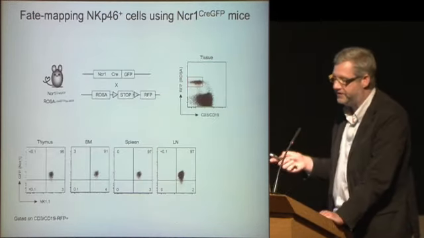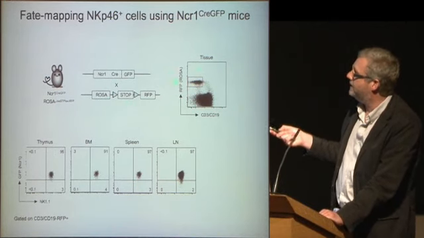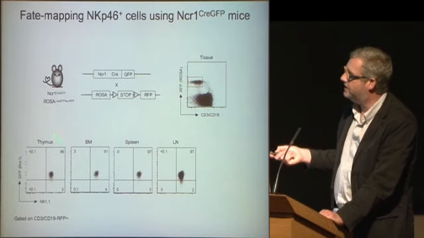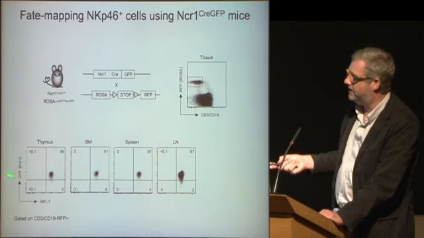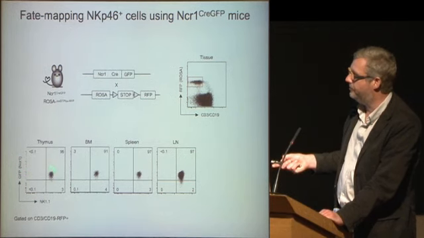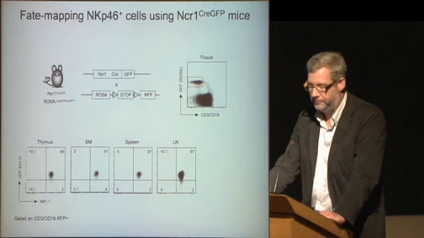And when we do this experiment, by crossing again to this ROSA RFP and looking at the RFP positive cells in different tissues, we find that in most of the lymphoid tissues, including the thymus, the bone marrow, spleen, and lymph node, the NK cells that we find all stably express the CRE, meaning the GFP. So NCR expression is stable in those subsets, and we really don't have any loss of GFP expression in any of these NK cells that we find in these lymphoid tissues.